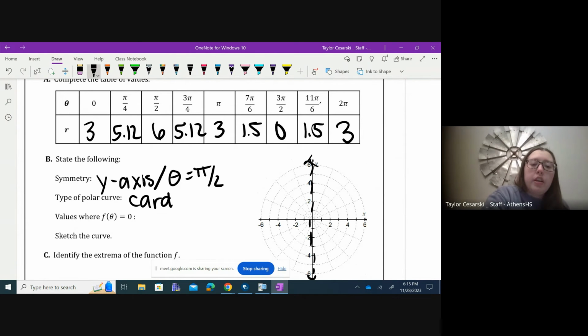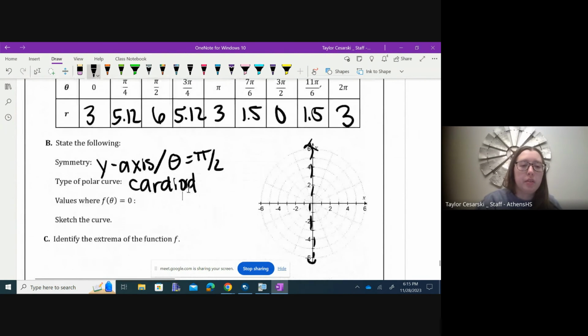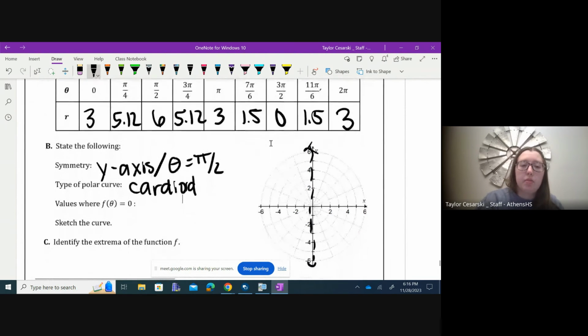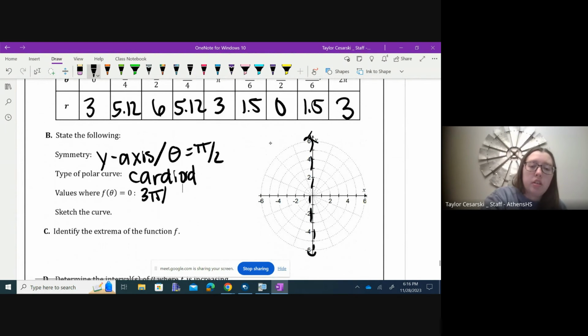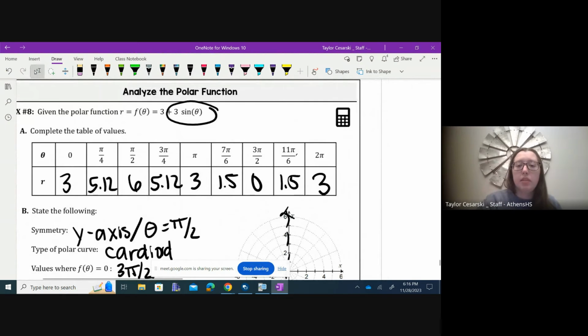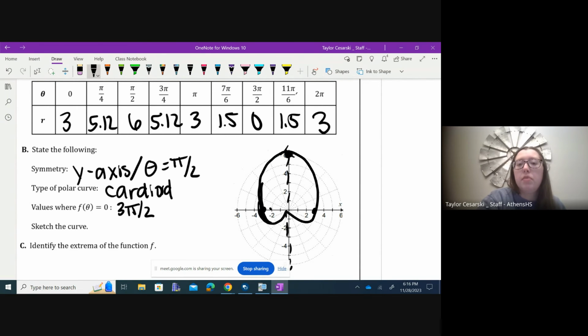This is a cardioid, because that a and b are equal to each other. Values where f of theta equals 0 in a full cycle would be at 3 pi over 2. And then if I sketch the curve, it is a sine positive, so that means it's going to go up to 6 because that's 3 plus 3. It'll go out to 3 on both sides. And it's going to look something like that.